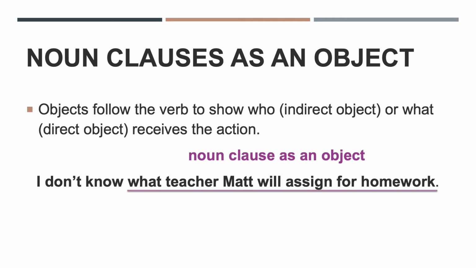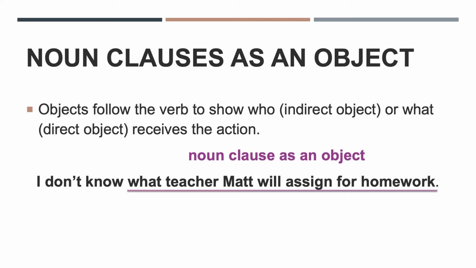Another way in which we can use noun clauses is when we use them as objects. This means that the noun clauses will be placed after the verb. And if you think of objects, we have 2 kinds. Indirect objects answer the questions who or whom, while direct objects answer the question what.